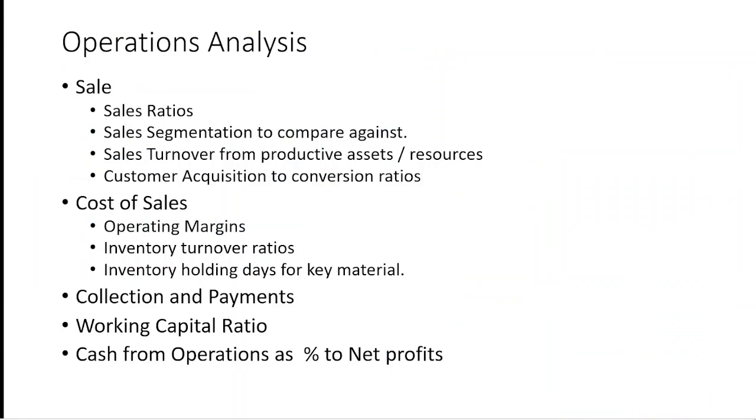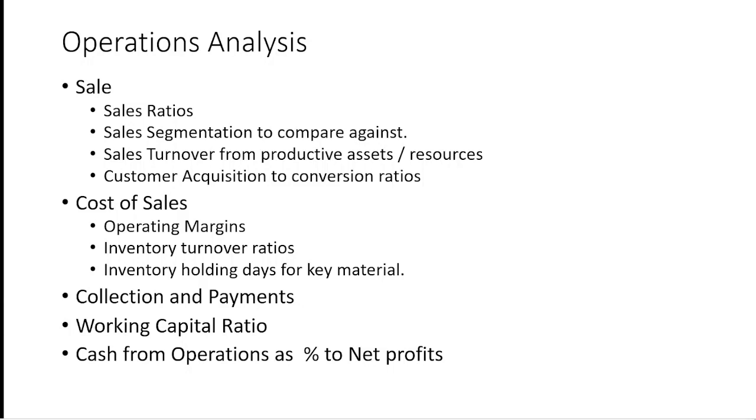Then you want to look at additional ratios or additional details of financial statements to understand different aspects. For example, sales: whether your sales team is efficient or not, whether your sales and marketing activities are efficient or not. You may want to look at your sales ratios, your segmentation to compare against your targets, and your sales turnover from productive assets. You may want to look at your customer acquisition ratios to the total cost, and the conversion ratio from the total customers achieved or total customers approached.